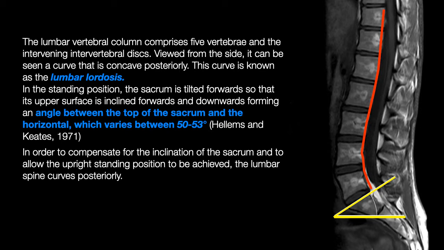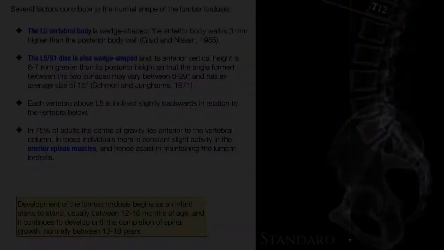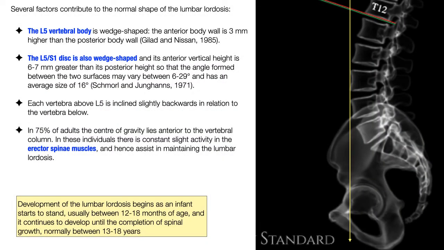As you can see in this radiograph, the upper surface of the sacrum draws an angle with a horizontal that varies from 50 to 53 degrees, and this is why lordosis is necessary to achieve an upright position of the spine above. This lordosis requires certain conditions that are shown in this image.